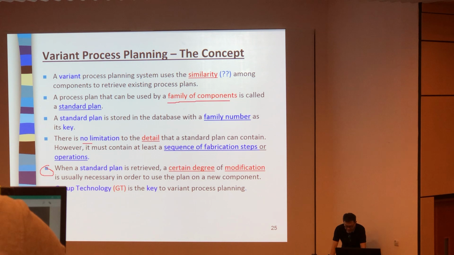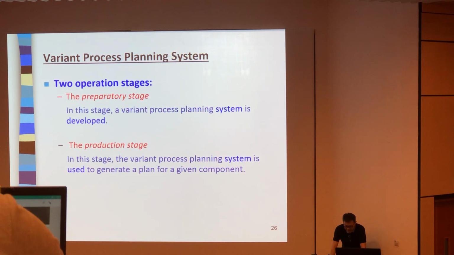Now, in actual application, let's take a look at the construction stage, how to develop such a system, and how to use such a system. So normally we call these two the operation stages. The first stage refers to the construction stage. We call it the preparatory stage. In this stage, a variant process planning system is developed. So this is the development stage.